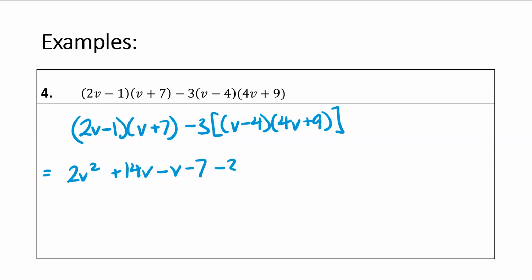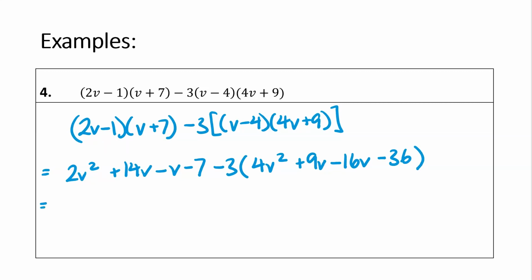We have our negative 3, and that negative 3 is going to be multiplied by the product of v minus 4 times 4v plus 9. So let's do that. v times 4v is 4v squared. v multiplied by 9 is a positive 9v. Negative 4 times 4v is a negative 16v. And negative 4 times 9 is a negative 36.